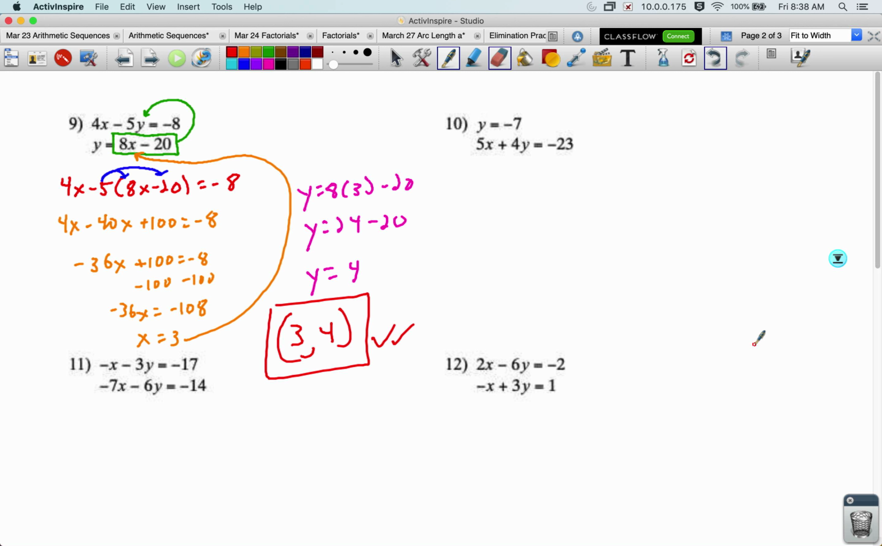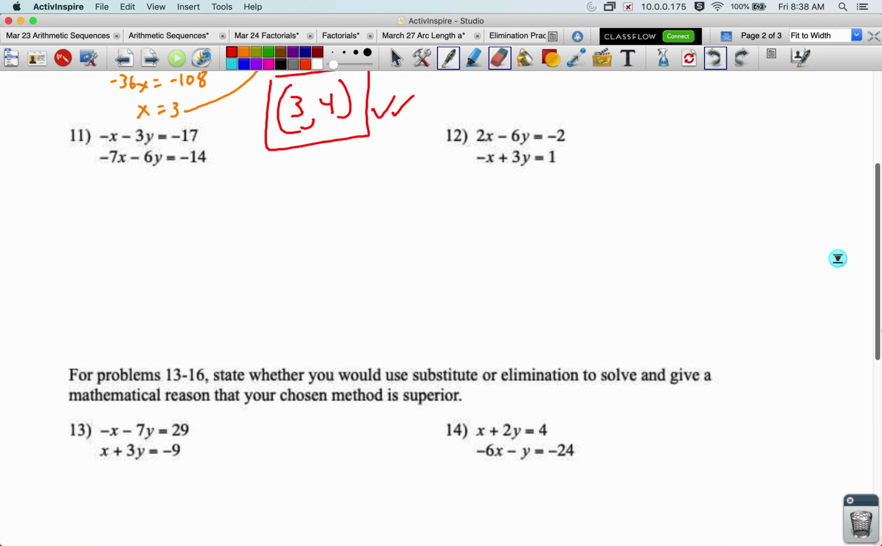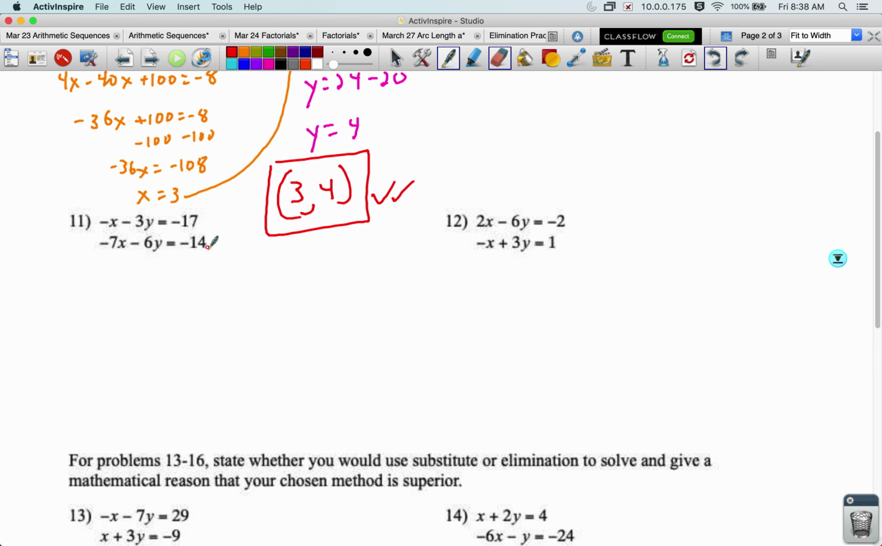All right, now what do we do with a problem like number 11 or 12? We haven't seen this before. We want to use substitution, but no variable is isolated. Can we still do it? The answer is yes. We just have to isolate a variable on our own. So I'm going to copy down that top equation in number 11 here. Negative x minus 3y equals negative 17.